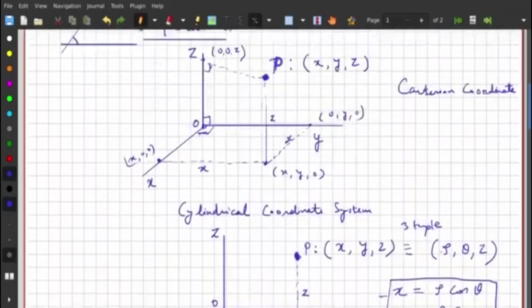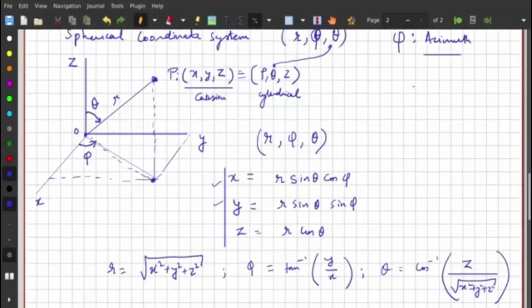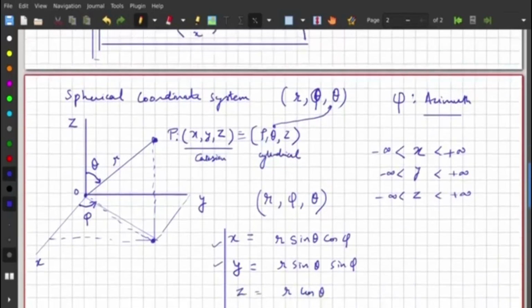So one very important point that we need to keep in mind is the range of the variables. In the Cartesian coordinates, x ranges from minus infinity to plus infinity. Similarly for y, and same thing for z. So it's unbounded in all the three directions. Okay, it's infinite.